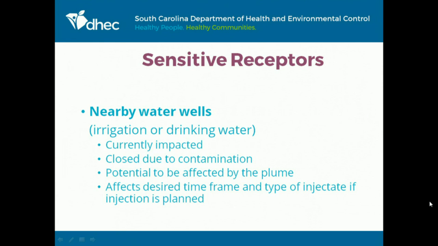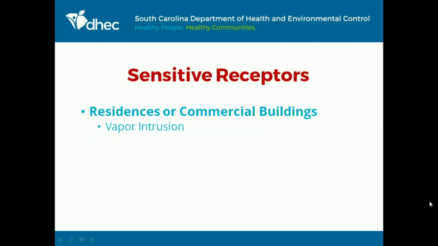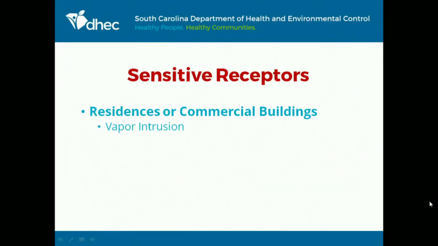Sometimes the type of injectate you're going to use needs to consider adjacent drinking water wells. Same with surface water. Sometimes you have to think about how that amendment will affect surface water quality. The other sensitive receptor is residences or commercial buildings. Vapor intrusion, that's sort of new on the radar screen for an old-timer like me, that we have to start thinking about: are people breathing it? Because if they are, we need to take care of it quickly. And again, you need to consider the amendments that you're using and the technology you choose so that you don't make the vapor intrusion a worse problem.